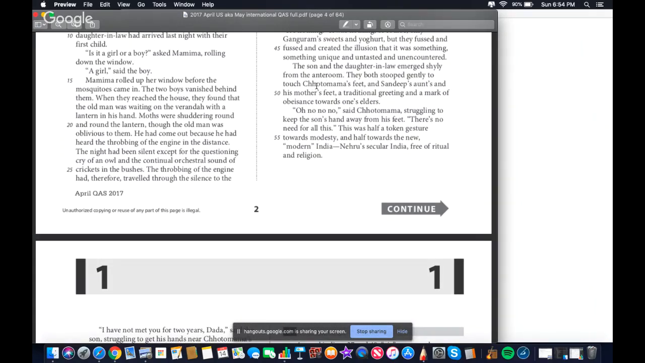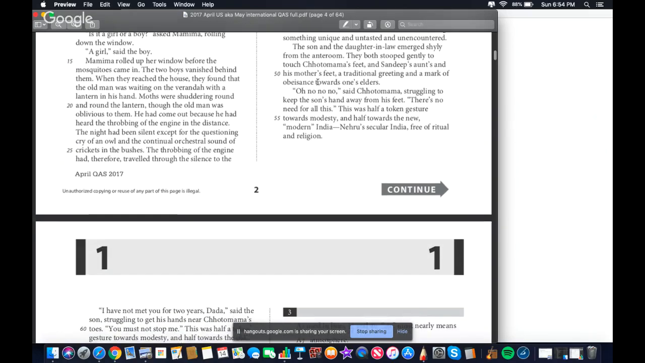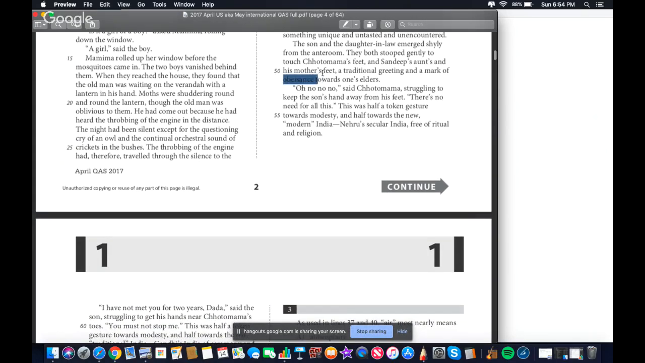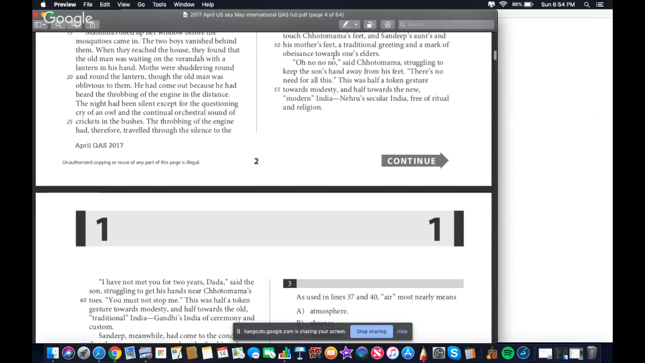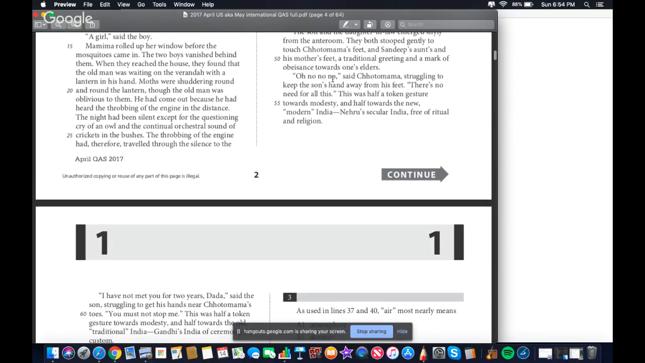They stooped gently to touch the feet. Okay, so I guess we are getting into feet. And Sandeep's aunt and his mother's feet, a traditional greeting and a mark of, you could say, obedience. It's not obedience, it's obeisance. Sorry. Anyways, the interaction. Struggling to keep the son's hands away from the feet. There's no need for all this. This was half a token gesture towards modesty and half towards the new modern India.